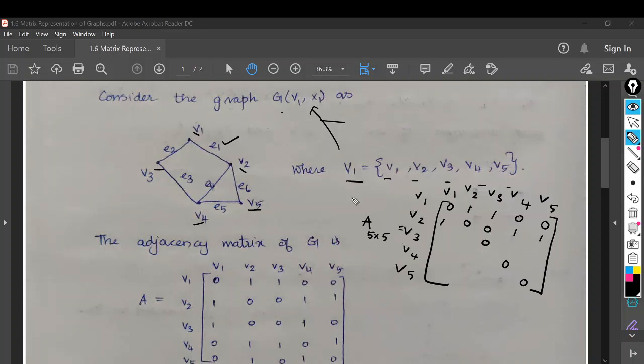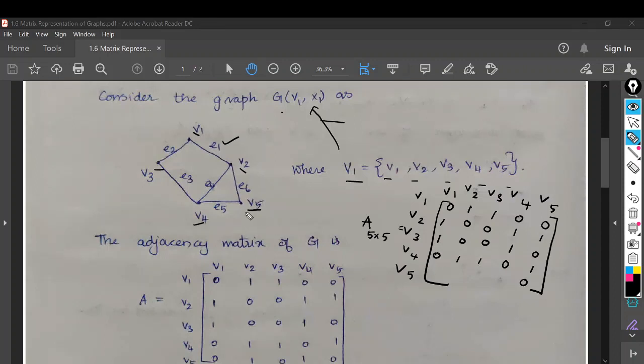Now taking V3, V3 is adjacent with V1 and with V4. So, the remaining elements will be 0, 0. Coming to V4, V4 is adjacent to V2, V5 and V3. So, all those places are 1 and the remaining elements will be 0.